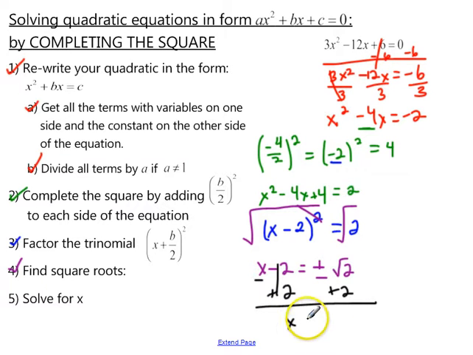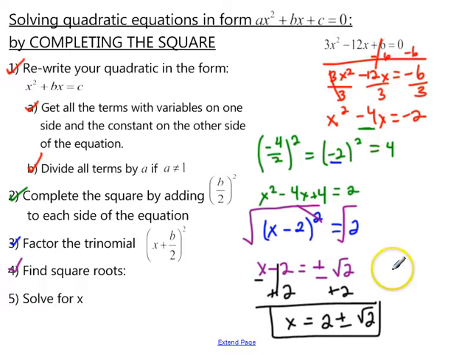Now over on this side of the equal sign, we have a number inside the radical and a number outside the radical. Those cannot be combined. So we're just going to write it as 2 plus or minus the square root of 2. Now this is one way that you can list your answer.